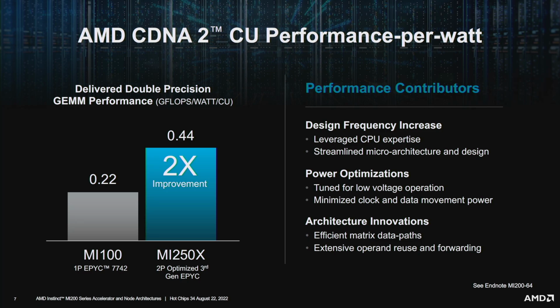We also adopted low skew and power-efficient CPU clock distribution approaches, while dramatically improving our clock gating efficiency to only toggle gates and flops when they're doing useful work. The net benefit of these and other optimizations is a 2x improvement between MI100 and MI250X in delivered double precision GEMM flops per compute unit at the same power.